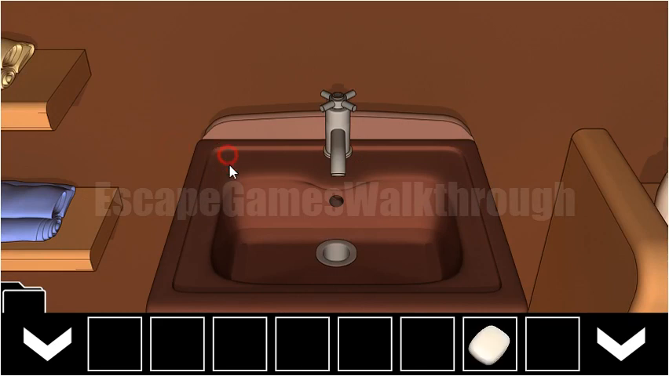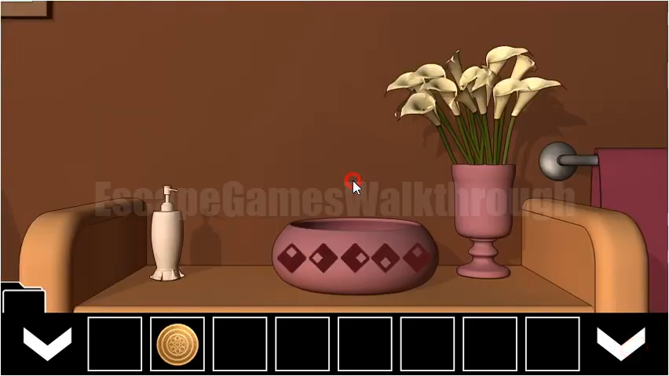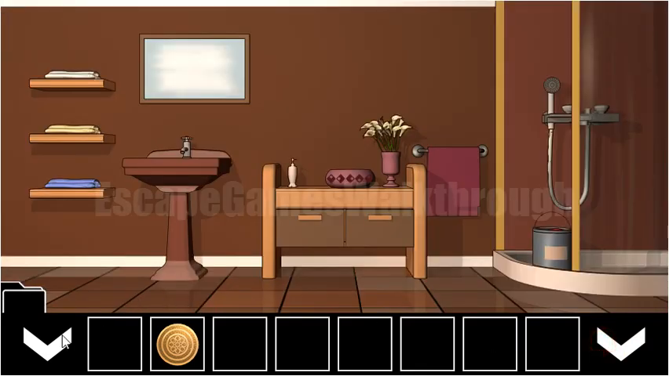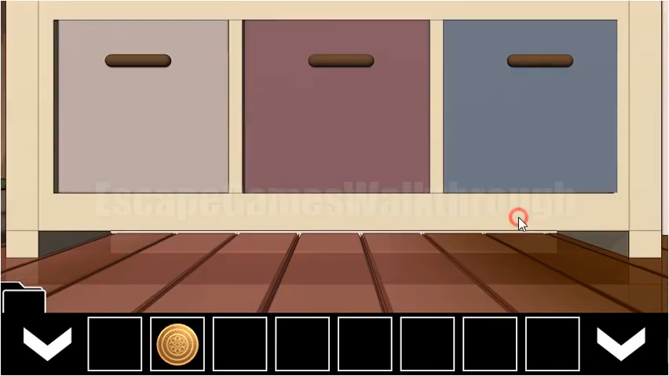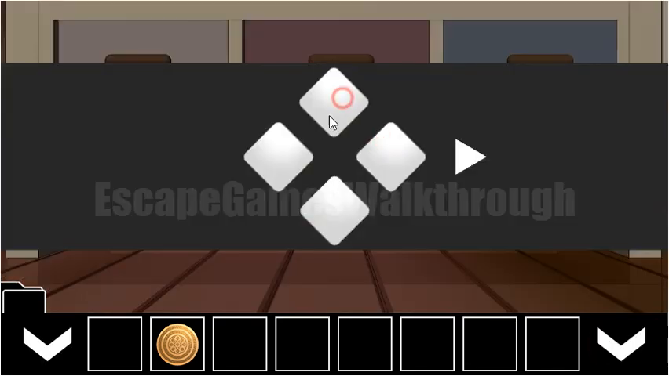Here we can take the soap and then put it into the water, walk around and get the coin from the soap. Then next hint we can see here of directions: up, left, right, down, up. It is to use here up, right, left, down, up. Then up, left, right, down, up.